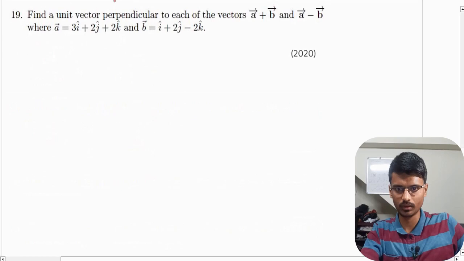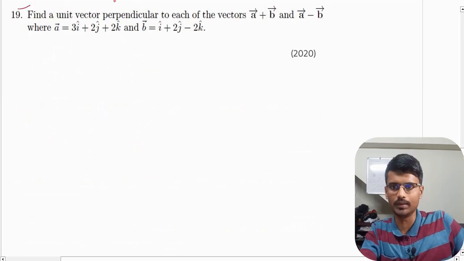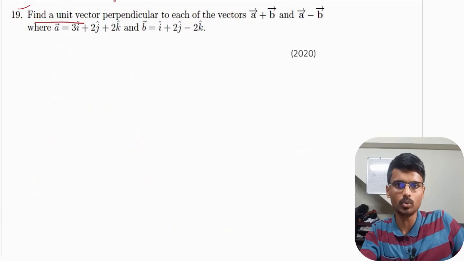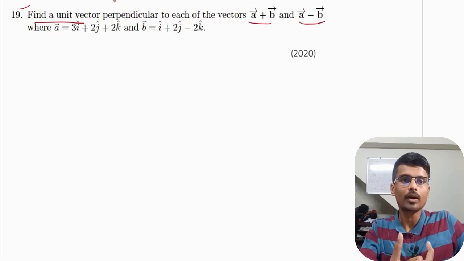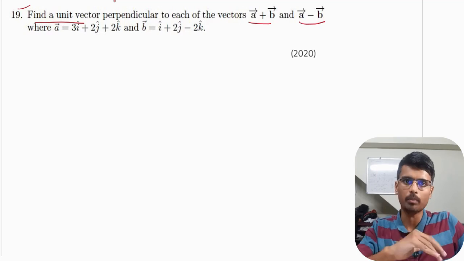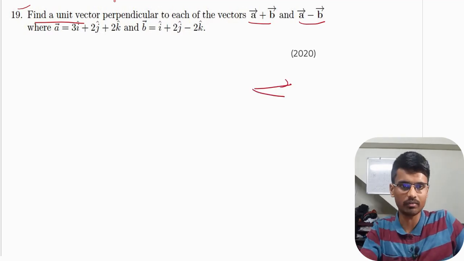Again there is an interesting question. Find a unit vector perpendicular to each of the vectors A plus B and A minus B. So we need to find a vector that is perpendicular to these two vectors. We know the cross product gives us a vector that is perpendicular to both the vectors. So if I have two vectors, say C and D, their cross product will give me a vector which is perpendicular to them, right? So I just need to find the cross product of these two.